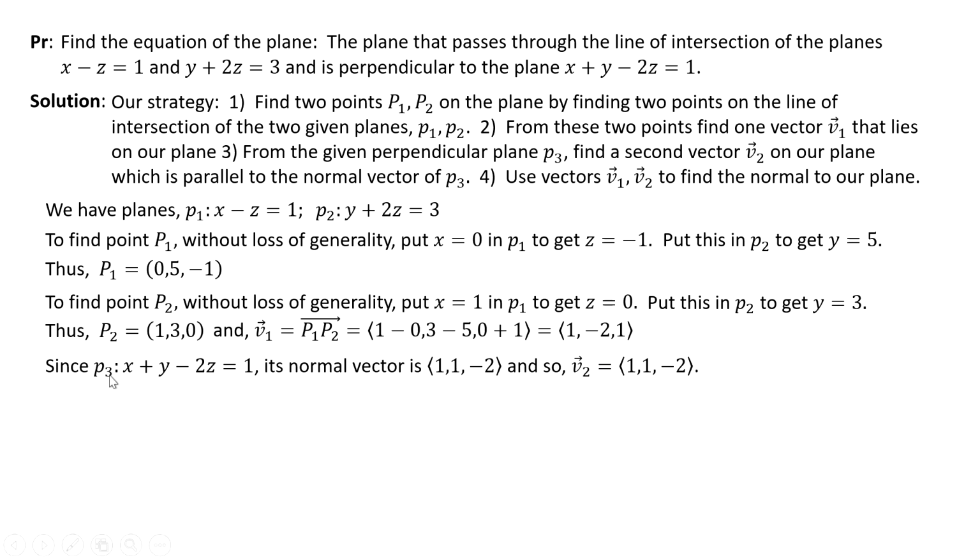And P3 is x plus y minus 2z equals 1. Its normal vector, we know how to find a normal vector: the coefficients of x, y, and z. And so v2, by virtue of being parallel to this normal vector, we can simply take to be (1, 1, negative 2). Okay, all right. Like I said, once you know two vectors on our plane, let's figure out the normal vector by taking the cross product of these. When I do, I seem to be getting (negative 3, negative 3, negative 3). So that's the normal vector to our plane.